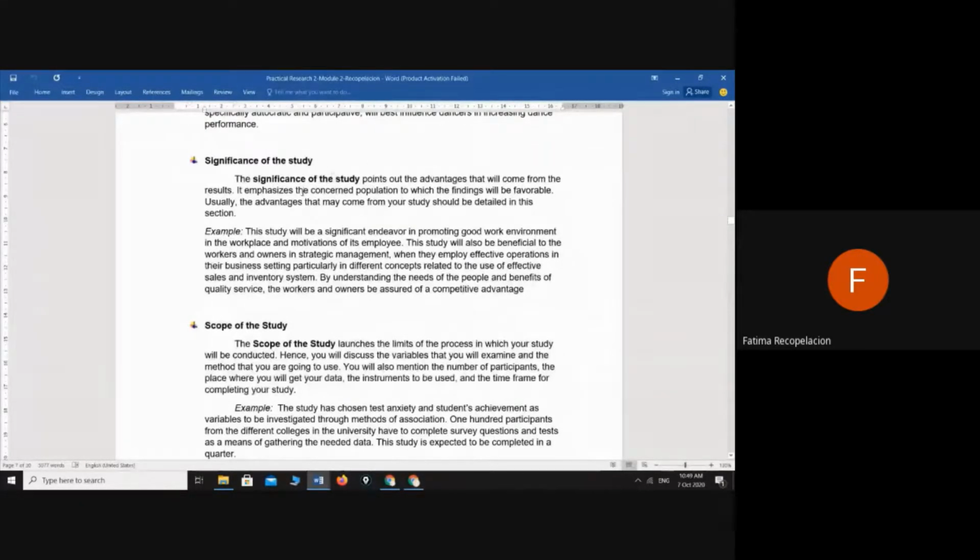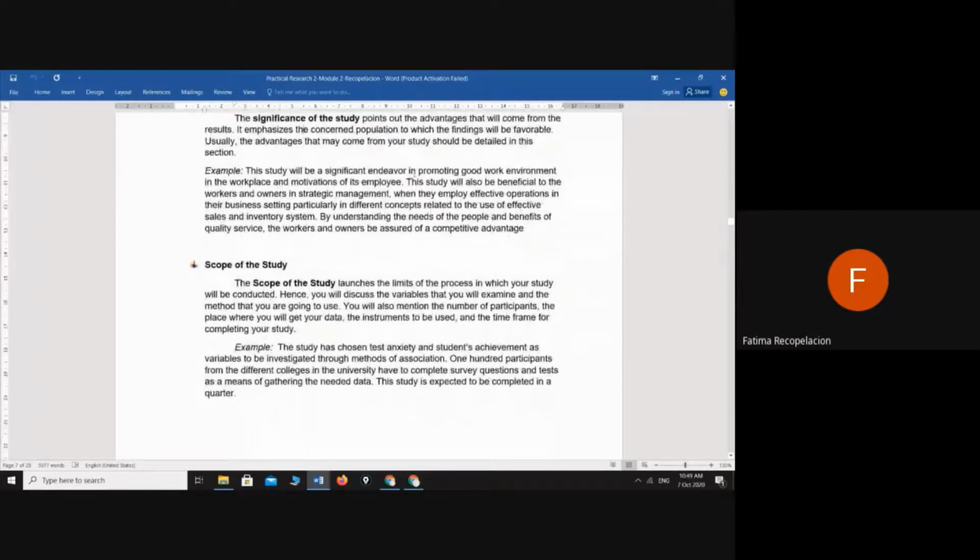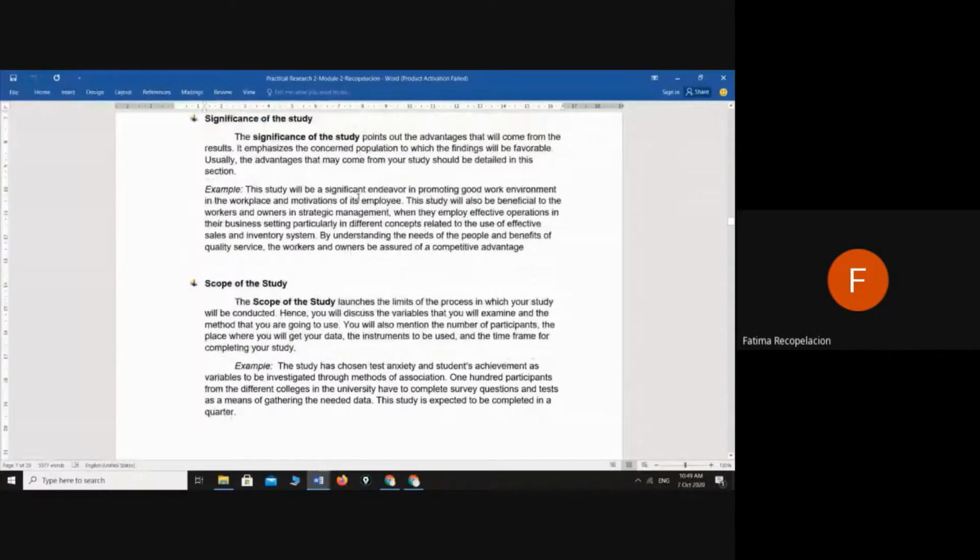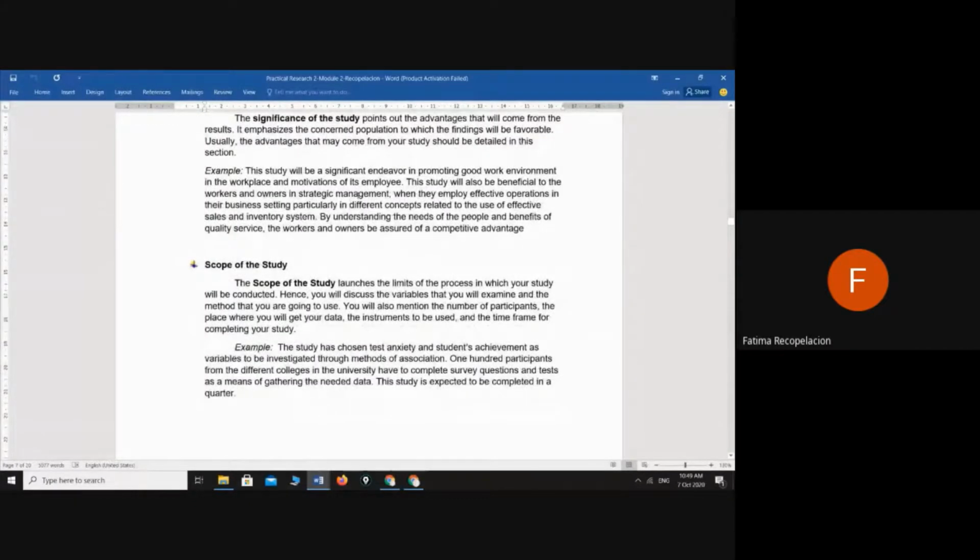Okay, when you point out or indicate kinsay maka-benefit sa inyong study, much better if you can specify. Okay? So like this study will also be beneficial to the workers and owners in strategic management. So this is a very good indication na very specific kinsay sa mga maka-benefit. Okay? Workers and owners. So if you could identify much better. Okay? Aside from again having the significance, kinsa pod ang maka-benefit.